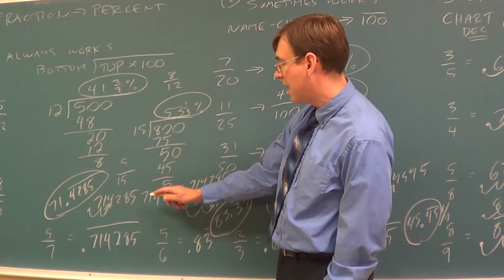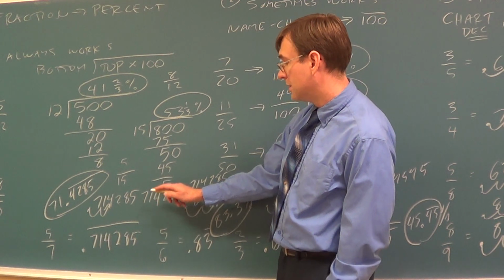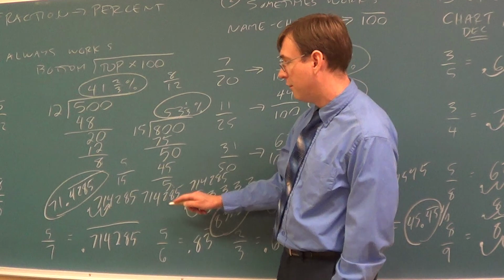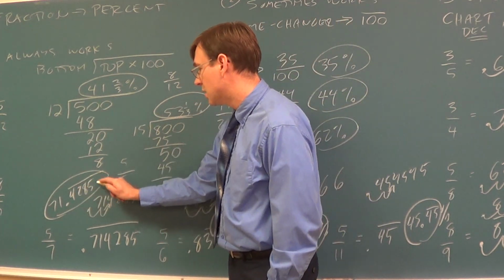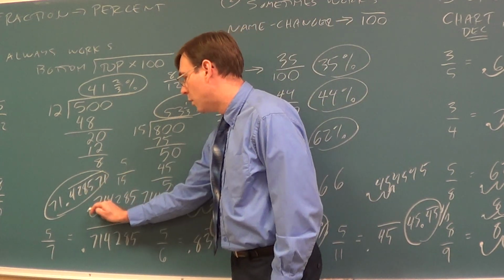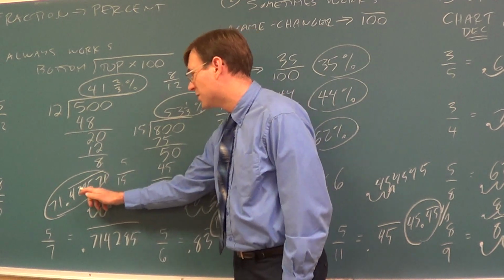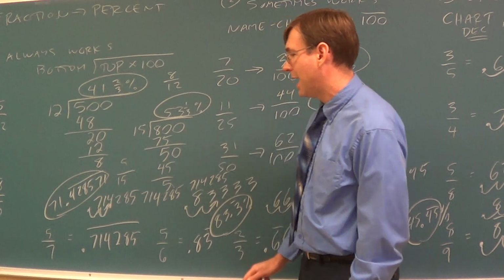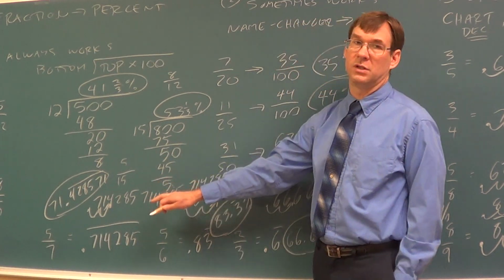Who comes after the 5? 7. Who's after the 7? 1. Who's after the 1? 4. Well, we already got the 4. So we just need to work in another 7, 1. When we slid this decimal over twice, we sort of uncovered the 71. We need to jam that at the back end. If you found that confusing, don't do it.